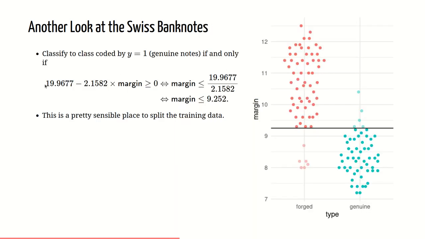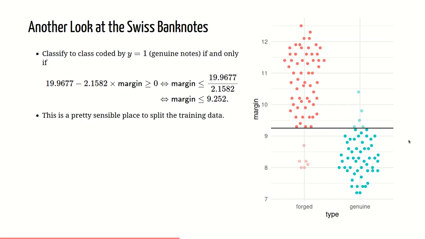Okay, and we can work that out directly, right? We can just rearrange that equation. You put the 19.9 over there and then divide by the 2.15, and you can find that value 9.25, which is what we saw on that plot earlier on. And when we plot the training data, we can see that that's actually a very sensible place to cut the two groups, right?